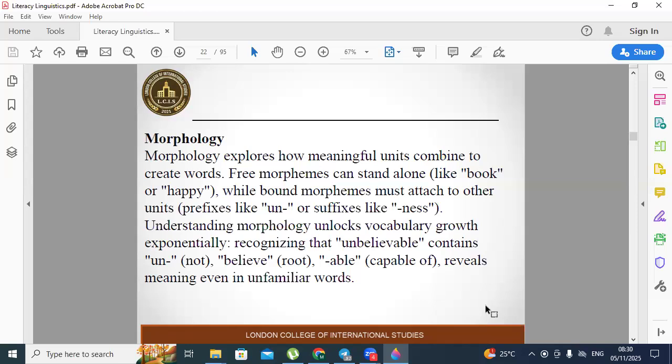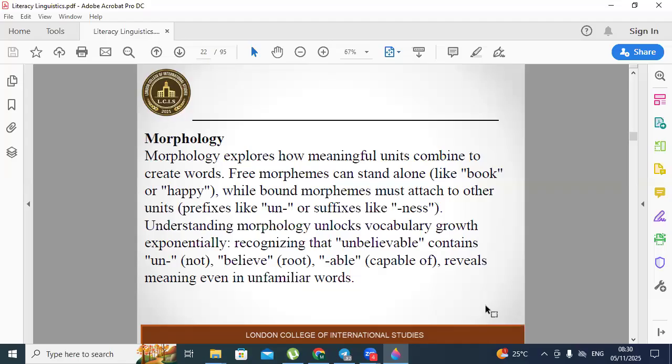A morpheme is the smallest unit of meaning in language. Some morphemes can stand alone. These are called free morphemes. Words like book, happy, run, and blue are free morphemes. They carry meaning independently. Other morphemes must attach to other units. These are bound morphemes. Prefixes like un-, re-, and pre- are bound morphemes. They carry meaning, but they cannot stand alone. Suffixes like -ness, -tion, and -ly are also bound morphemes.